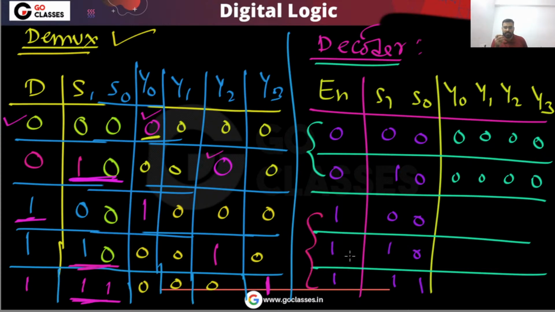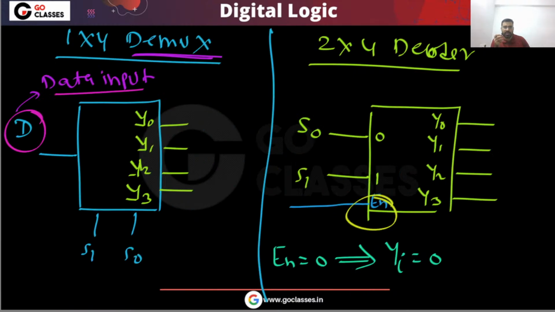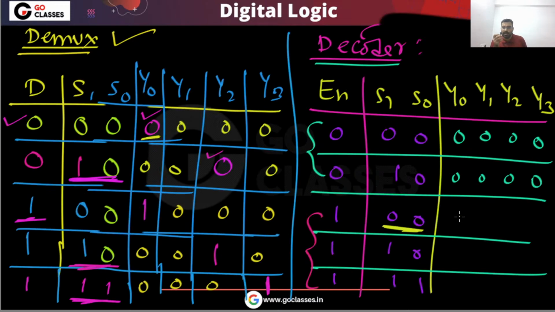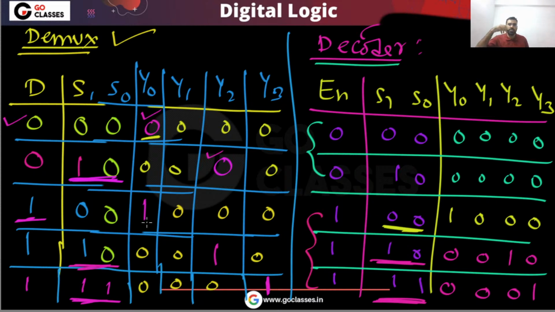Now, if the enable is 1, then it will work. If these are 0 0 and enable is 1, then this line will become active and the others will be 0 0 0. Next, in this situation, this will be active and the others will be 0. Can you notice both are the same? Can you notice that the decoder is the same as the demultiplexer, if you think of this enable as the data input of the DeMux?